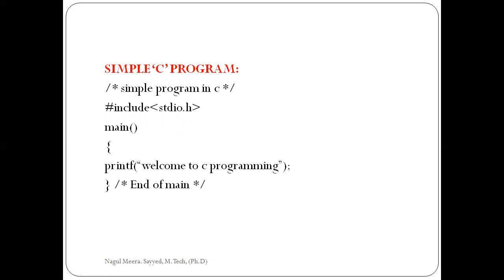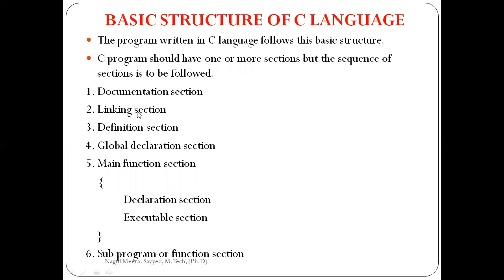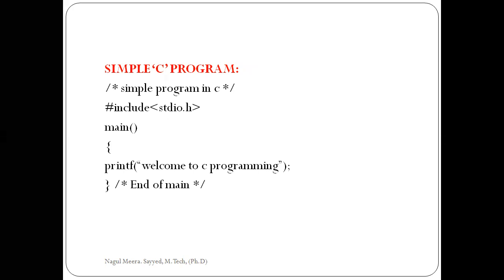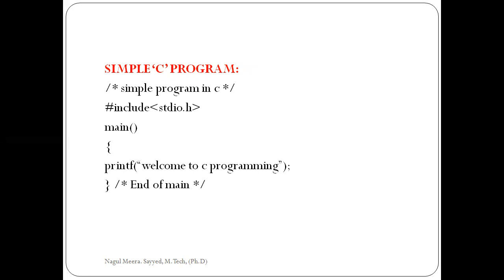Next, this is our header file declaration, also called the linking section. Simply hash include stdio.h. First one is optional, but hash include stdio.h is compulsory. This linking section is compulsory for every C program. Next one, main, is also compulsory.